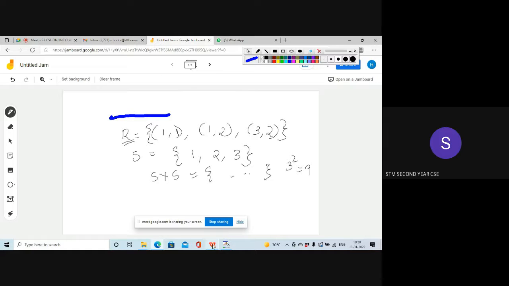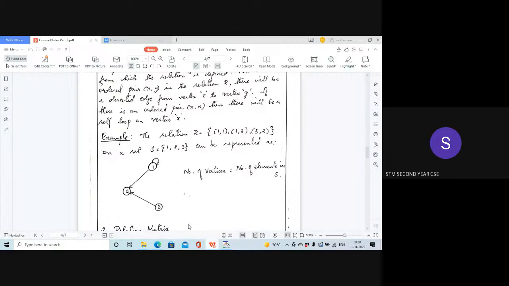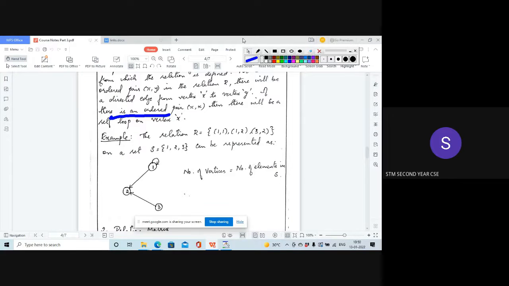And what is the first method? Directed graph method. To represent the relation using the directed graph method, we use nodes and edges. The nodes represent the elements in the given set S, that is 1, 2, 3, and then we draw directed edges based on the ordered pairs included in the relation (1,1), (1,2) and (3,2), defined on the set {1, 2, 3}.